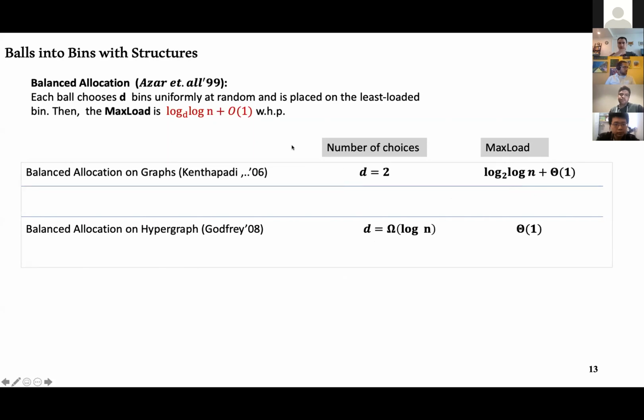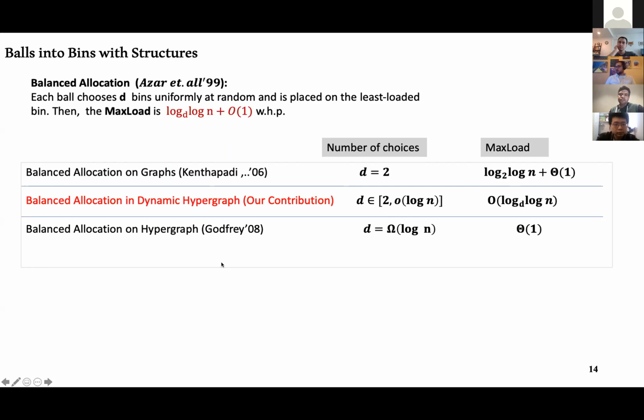It is consistent with the result by Azar et al. And here we want to close the gap between the two previously studied models. So here we want to extend the number of choices to any d between 2 and log n.